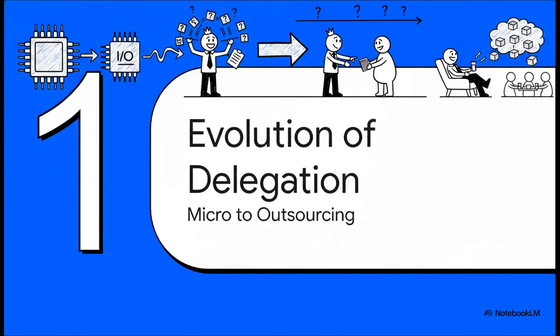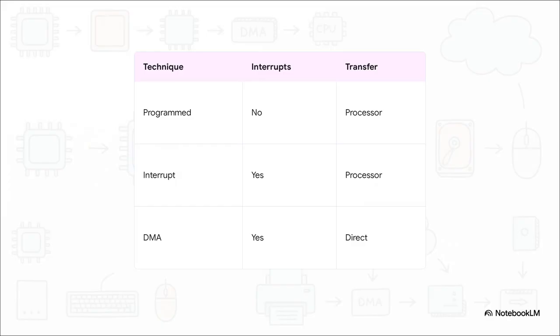All right, moving into our next section, the evolution of delegation, from micromanaging to outsourcing. If you look at the big picture here, we're basically tracking the evolution of a highly stressed boss learning the fine art of delegation. We're going to look at three evolutionary stages of how a processor interacts with the I/O module. At the top, you have the older techniques where data transfers had to physically pass right through the processor itself. That's programmed I/O and interrupt-driven I/O.